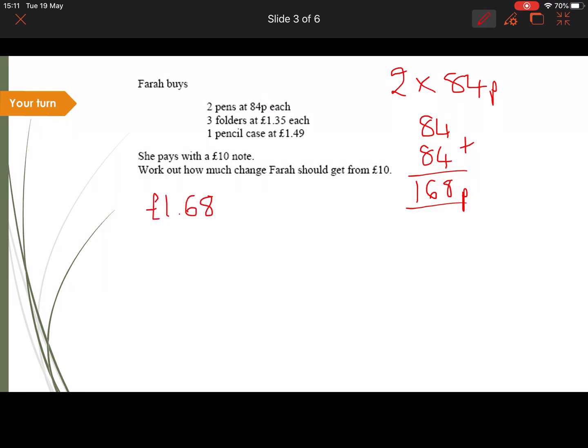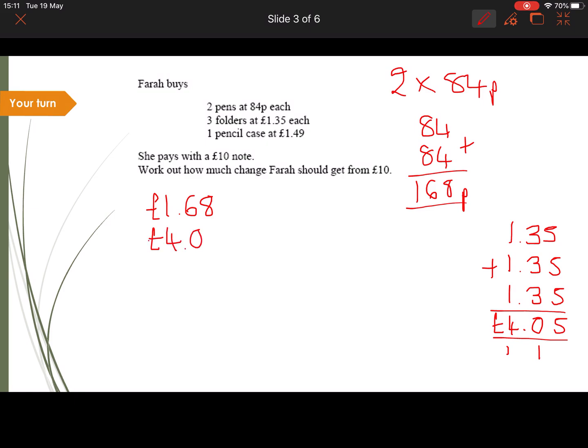She buys 3 folders at £1.35 each, which again I can work out by doing either £1.35 times 3 or £1.35 added 3 times. 3 5s are 15, 3 3s are 9 plus 1 is 10, and then 3 1s is 3 plus the 1 I carried is 4. So now I know it's £4.05 for the folders.